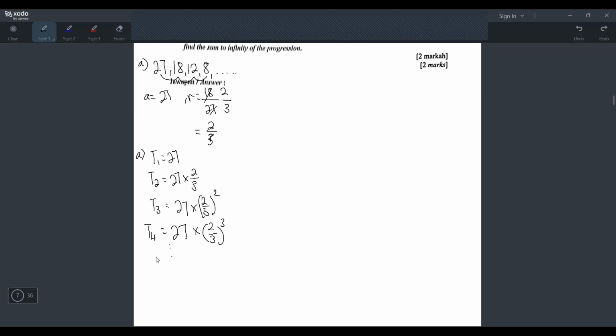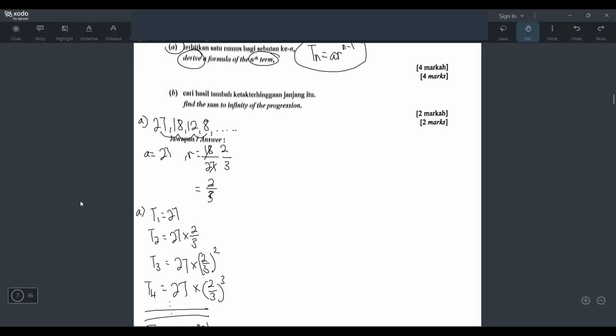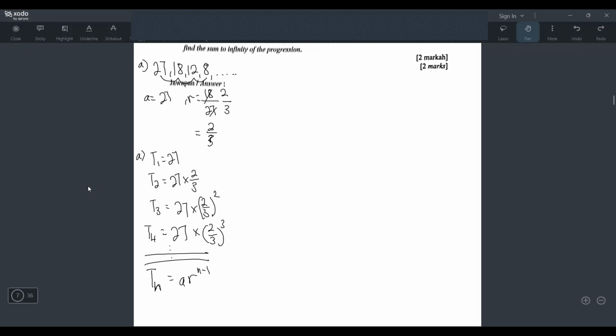And it means, if we generalize, the Tn formula is actually 27, which is the A, times 2 over 3, which is the R, so I'm just going to write R, and then the power here is always n minus 1. And that's the formula that's derived. Okay, so how many marks for this? 4 marks. I think it's good enough. Yeah, there's nothing else to show here, so I'll just write derived.